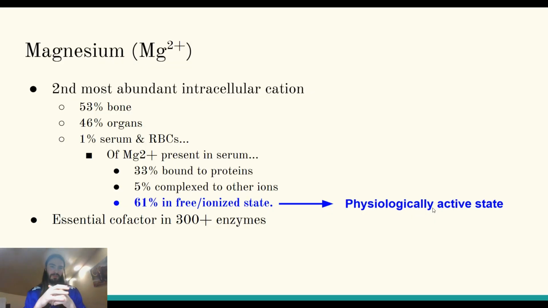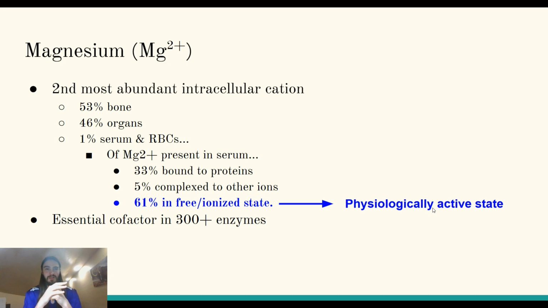On to magnesium, our sixth electrolyte. Magnesium is the second most abundant intracellular cation, after potassium. Potassium would be the first. Most magnesium is found in bone and organs. Of the 1% that's in serum and red blood cells, 61% of that is in the ionized state. So that is unbound, and that is the physiologically active state.